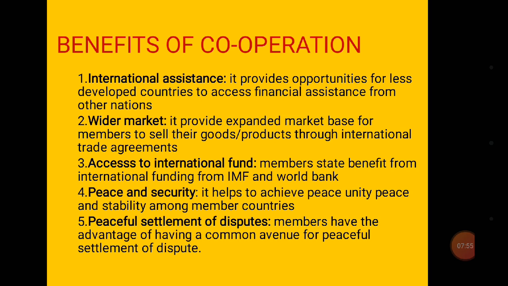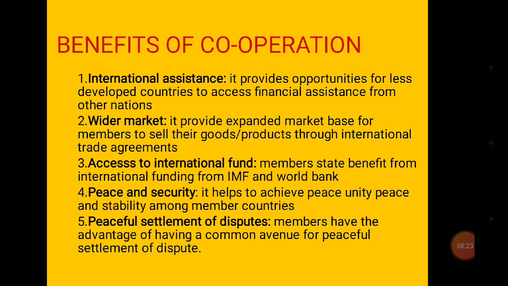Then cooperation provides a wider market for member countries. It provides an expanded market base for members to sell their goods. So locally manufactured goods in Ghana, for example, can be sold across the West African sub-region because we cooperate. That is through ECOWAS. And policies are being put in place to ensure that there will be free movement of goods and services within West African countries. So it creates a wider market.